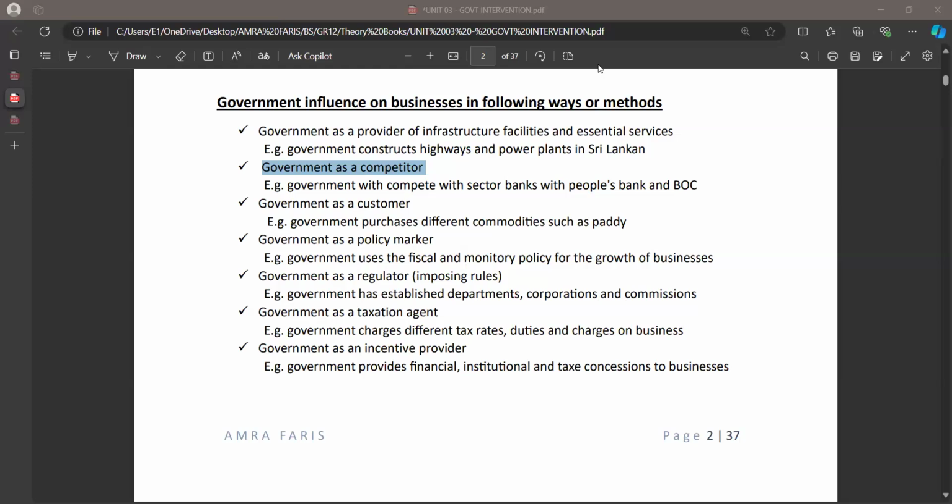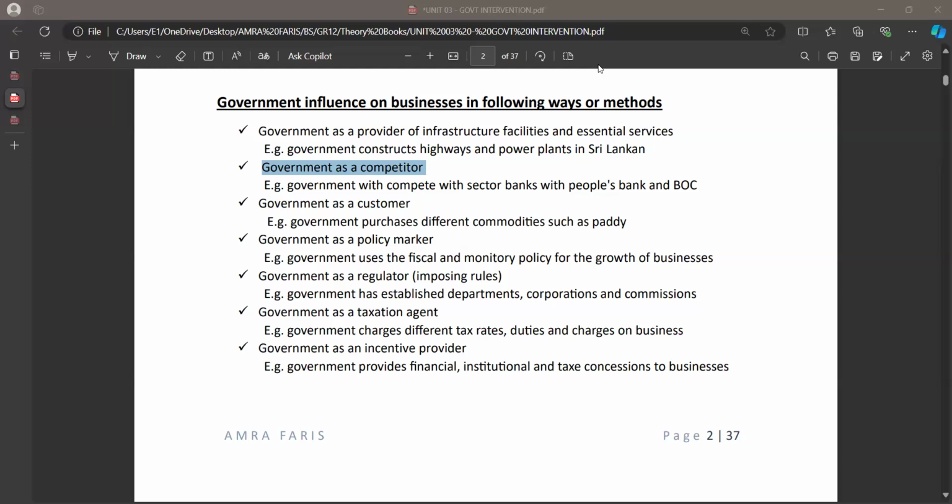And the government also acts as a policy maker. Policy makers means implementing policies like fiscal policy. Fiscal policy is something we will study in this chapter. Shortly, fiscal policy is related to government revenue and expenditure, like collecting taxes and spending on public services. All those things are regulated by the fiscal policy.